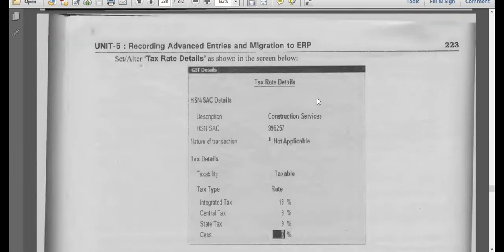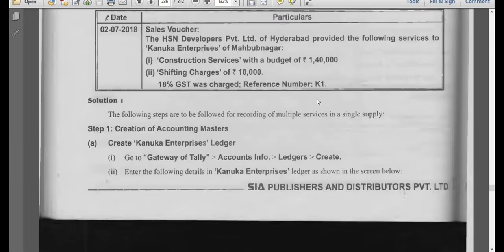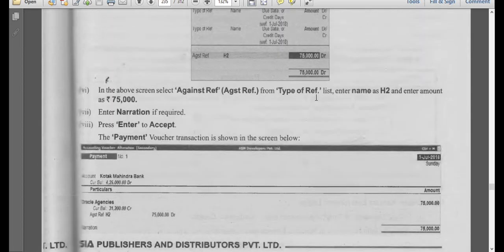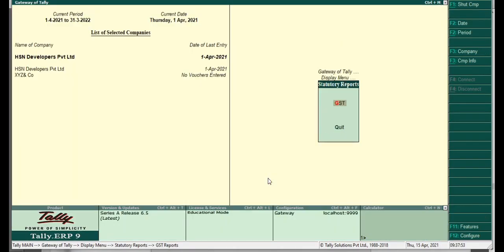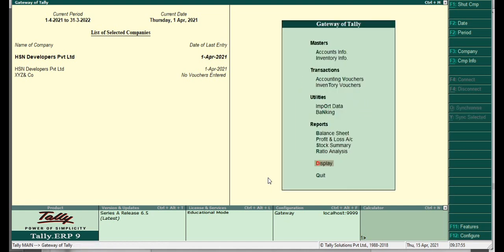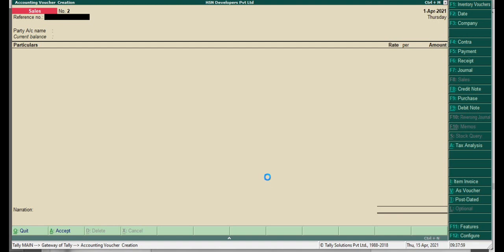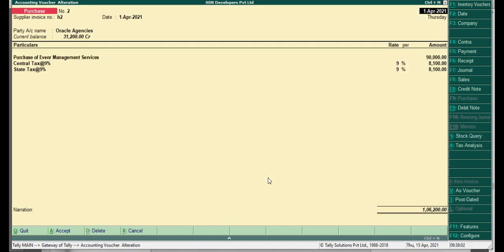Okay, I'll explain the topics once again from the start, what we did today. So today we did 4 transactions. In the first transaction, we'll go with purchase 1.